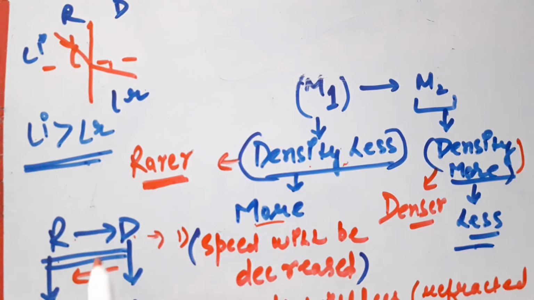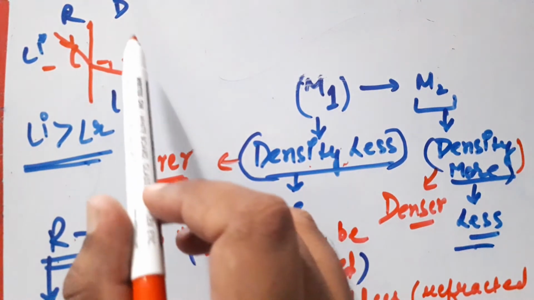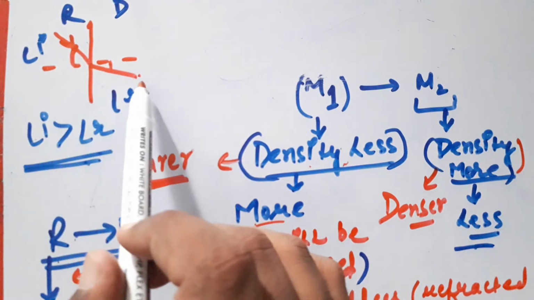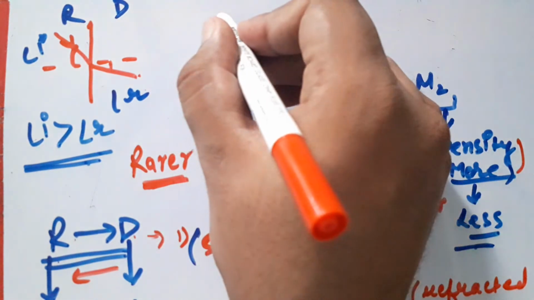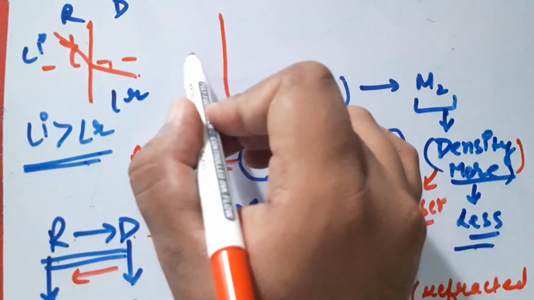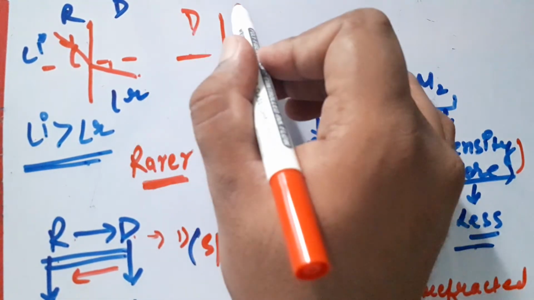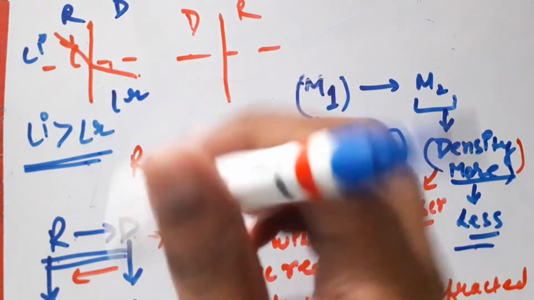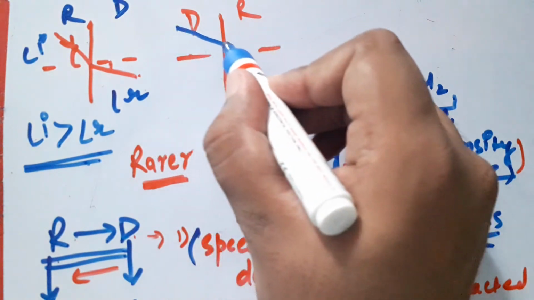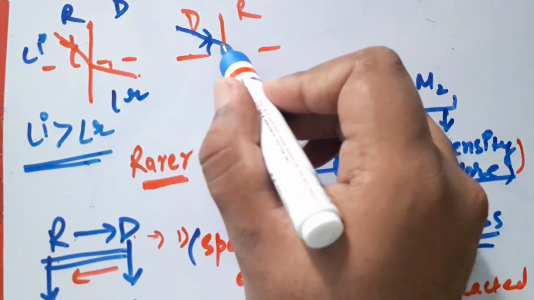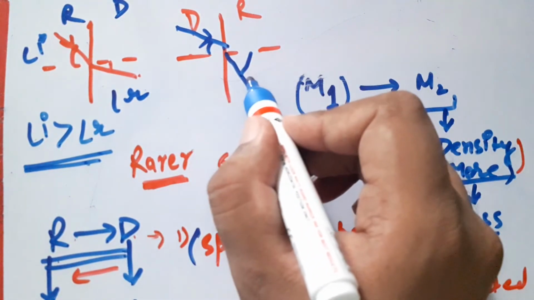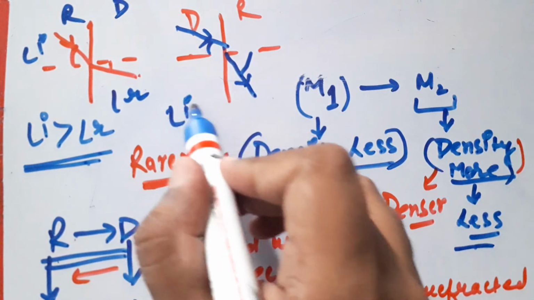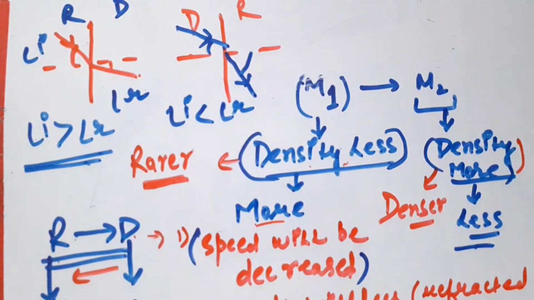Similarly, vice versa. If we talk about denser to rarer medium, if a ray of light is going from denser to rarer medium, the angle will be increased. Just look at this case. If this is denser medium and this is rarer medium, light is going from denser to rarer, right? This is your incident ray, and it is going to rarer. It will bend away from the normal. So angle i is less than angle of refraction. So this is to be understood in the case of optical density.